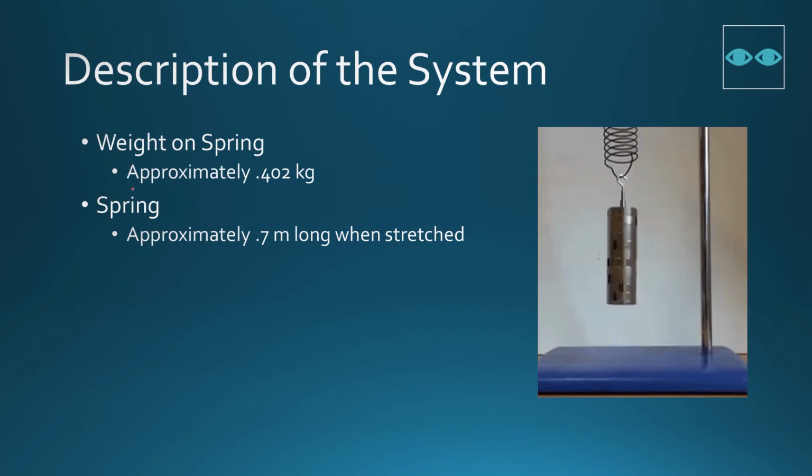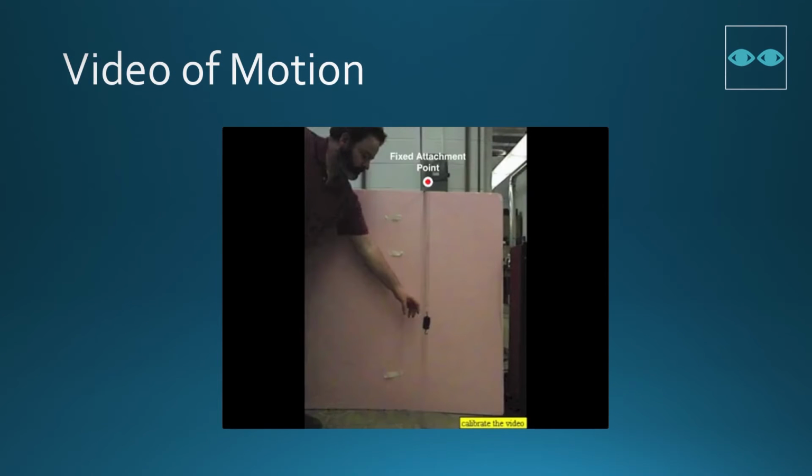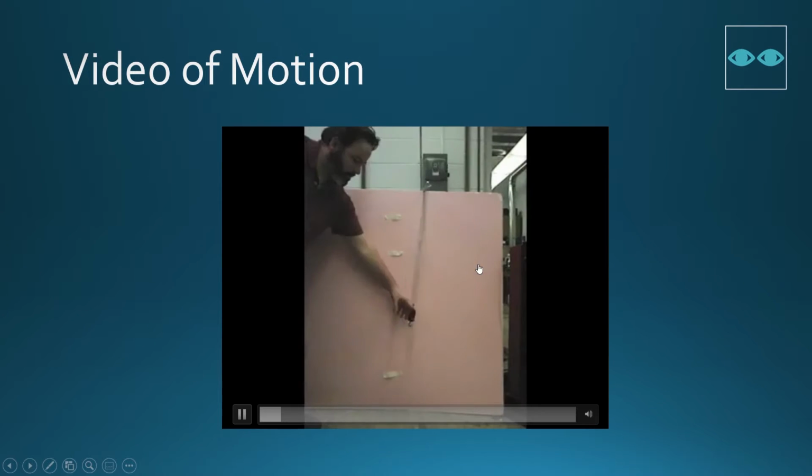For our system, the weight of the mass on the spring was 0.402 kilograms, and the spring was approximately 0.7 meters long when stretched. Here is a video of the motion that I used. Notice how the spring is going both in the x direction and the y direction.